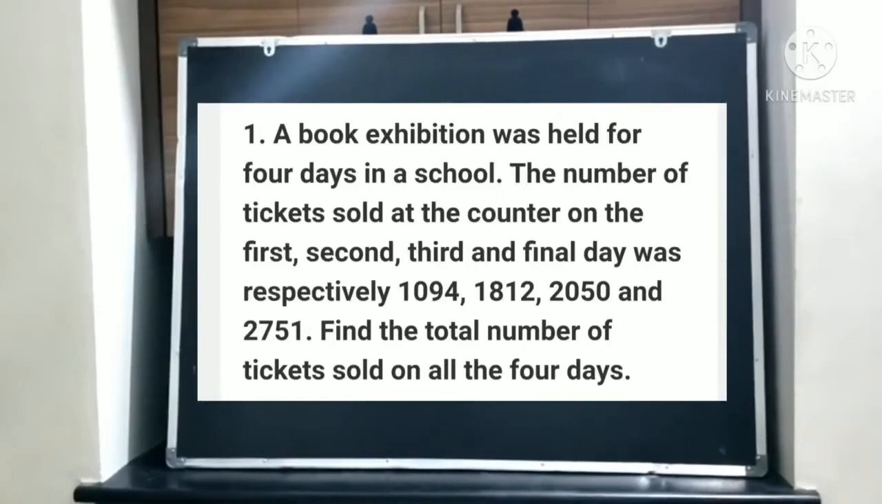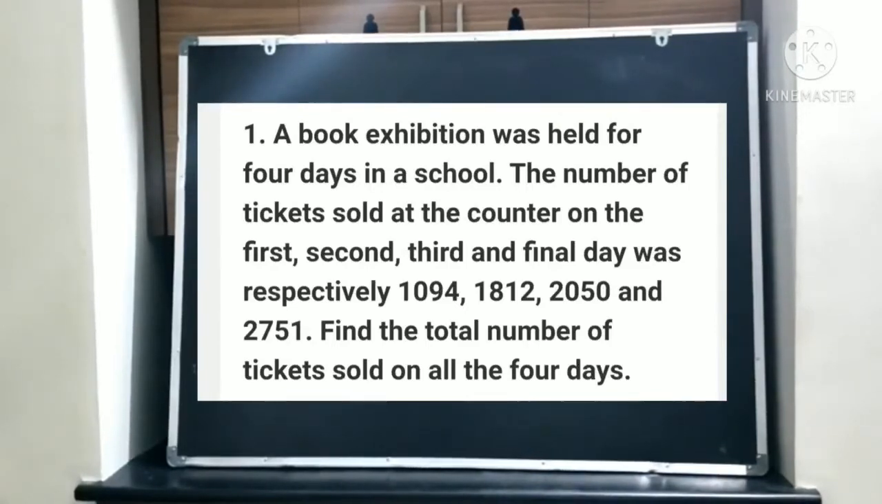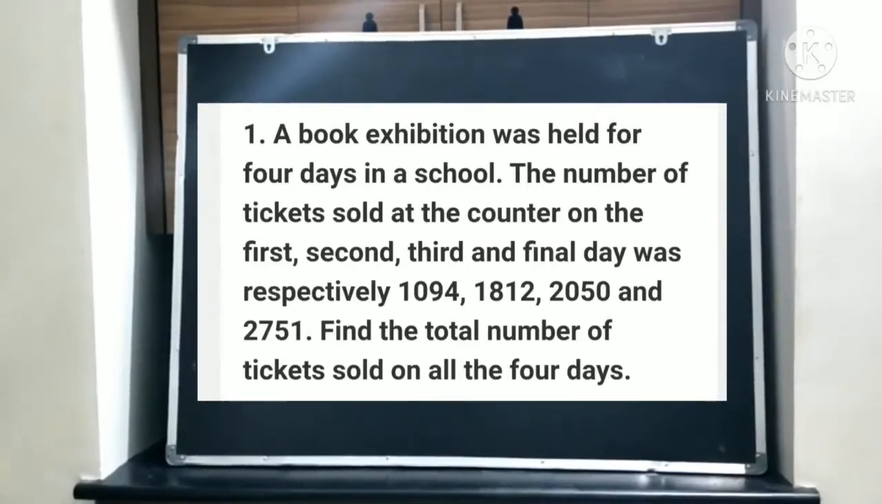Here, this question, do you understand? In this question, they have given a book exhibition held in a school. There are 4 days. In those 4 days, how many tickets are sold? They have given the number of tickets sold on each day: the first day, second day, third day and the final day, that means the 4th day. Now we have to find the total number of tickets sold in the 4 days.